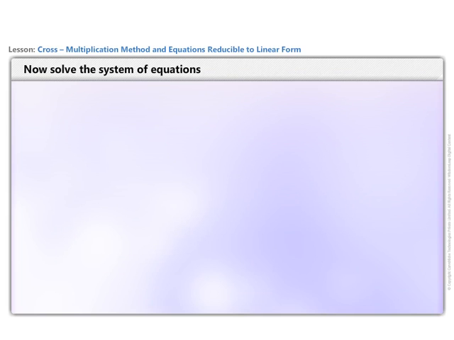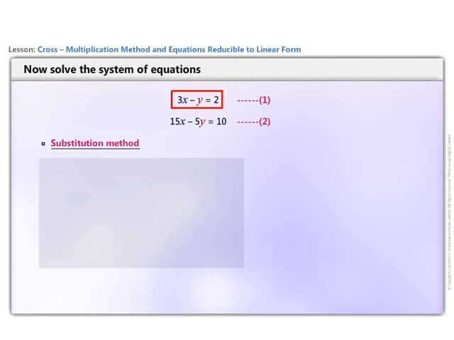Now solve the system of equations. 3x - y = 2, equation 1. 15x - 5y = 10, equation 2. Let us try solving this by the substitution method. Equation 1 can be rewritten as y = 3x - 2. We substitute the expression for y in the second equation to get 15x - 5(3x - 2) = 10. The substitution results in an equation in one variable.